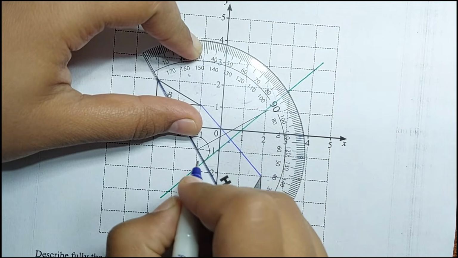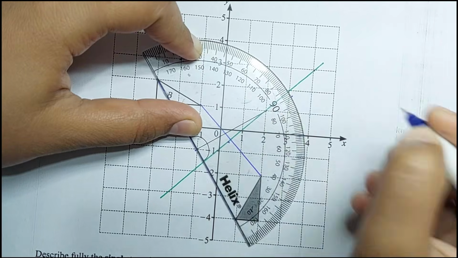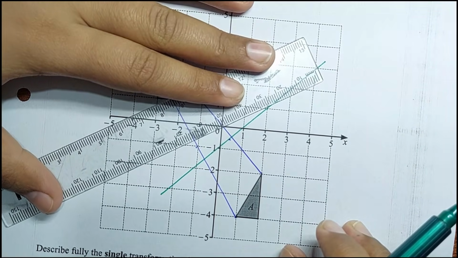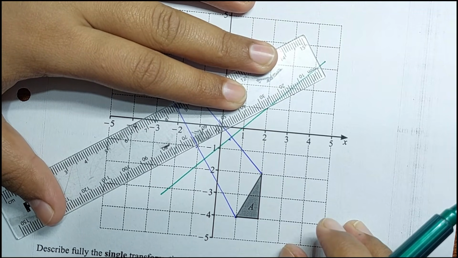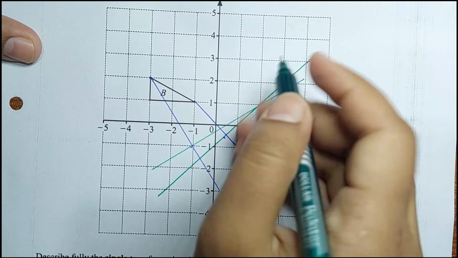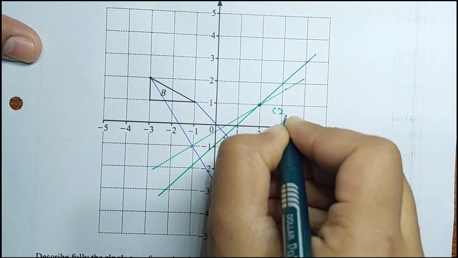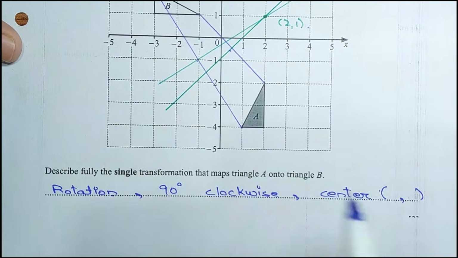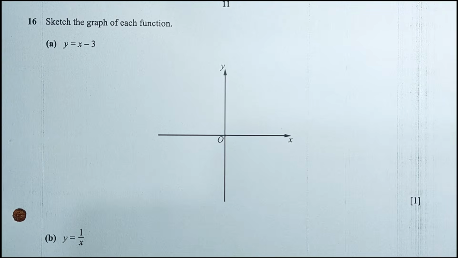This and this. Okay, where the two perpendicular bisectors intersect, that would be the center of rotation, right? So the two perpendicular bisectors intersect at the point (2, 1). That is the center of rotation. So this is a way to find out the center, which is (2, 1). All right.